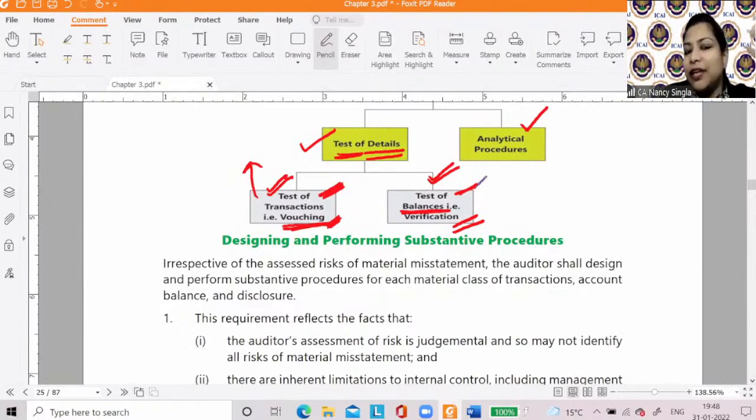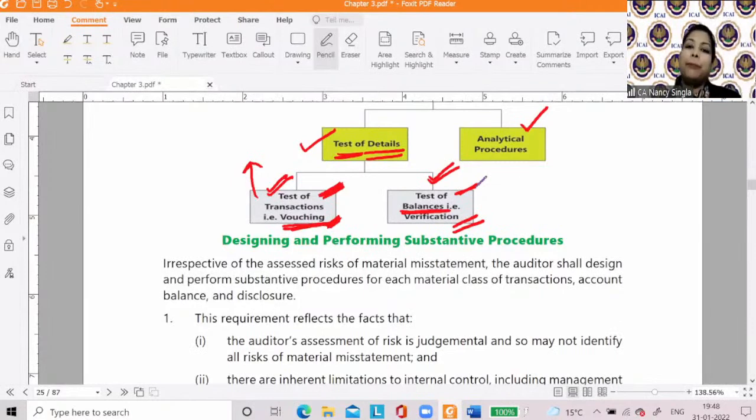Under SA 315, when it was risk assessment procedures, the auditor wanted to assess the risk. When he was checking the test, when he was performing test of control, he wanted to check what? Internal control. Now everything has been done. Now he's checking what? The financial statements.